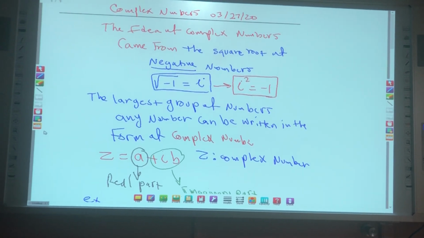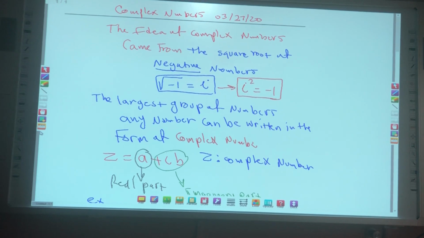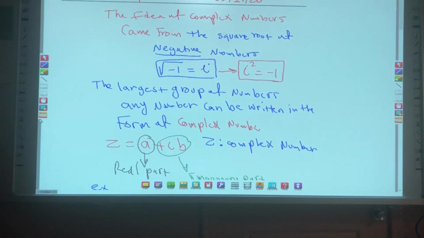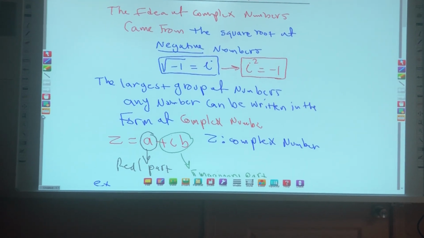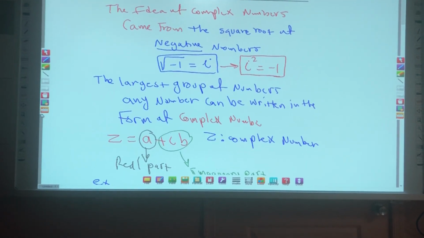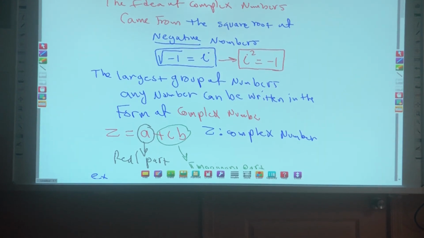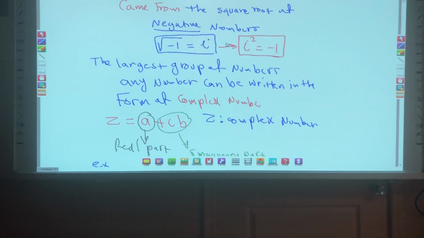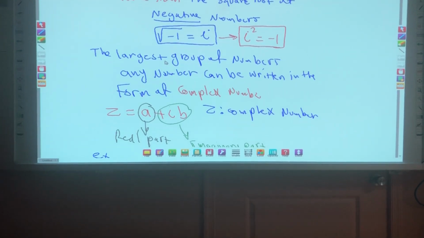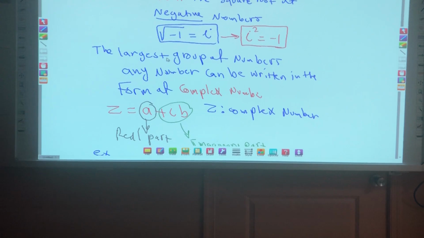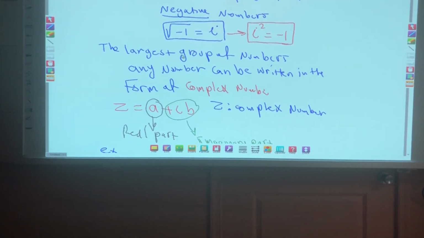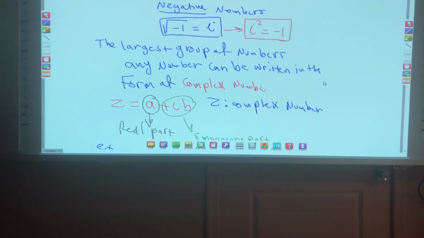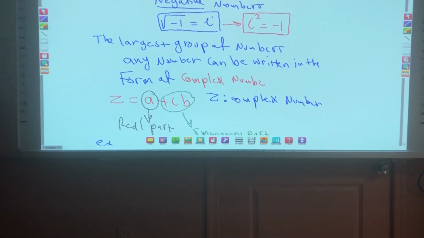And today in class, I just want to explain the homework for you, the complex numbers. The idea of the complex numbers came from the square root of -1, the square root of negative numbers. As you see on the board, the square root of -1 is i, which means i squared equals -1. The complex number is the largest group of numbers because any number can be written in the form of complex numbers.